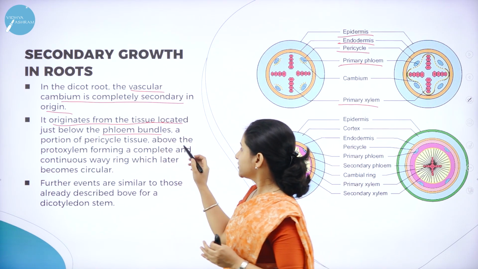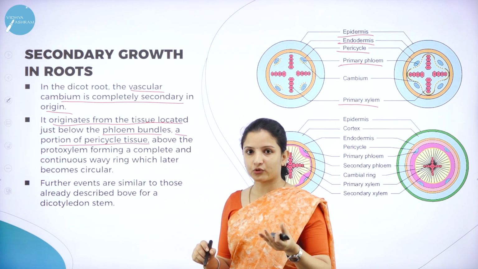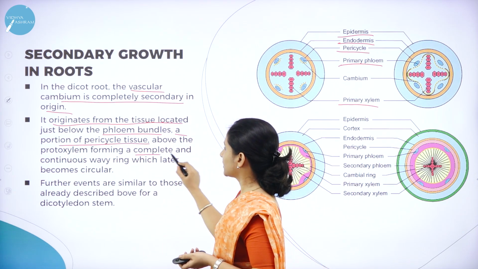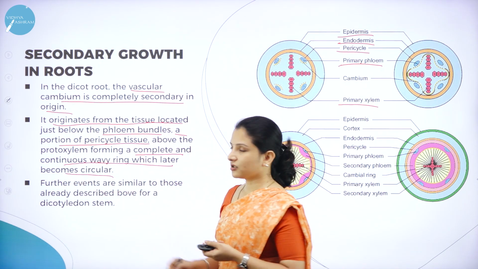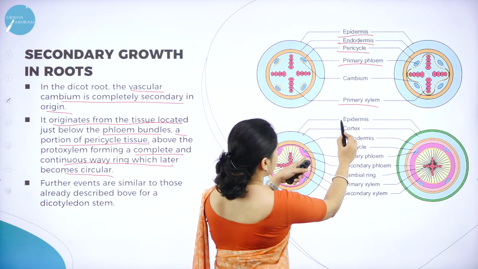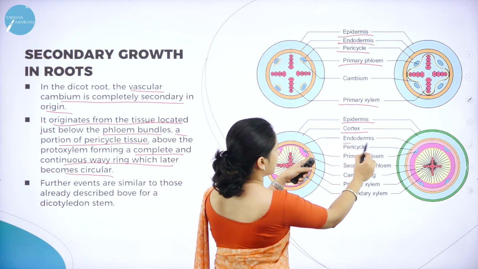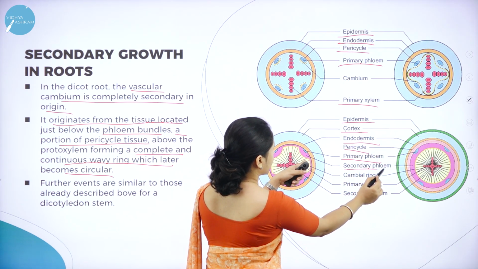So here what happens is, a portion of the pericycle that is present above the protoxylem forms a complete and continuous wavy ring which later becomes circular. As you can see, we have the epidermis, then the cortex, then the endodermis, the pericycle, and the primary phloem and the secondary phloem.